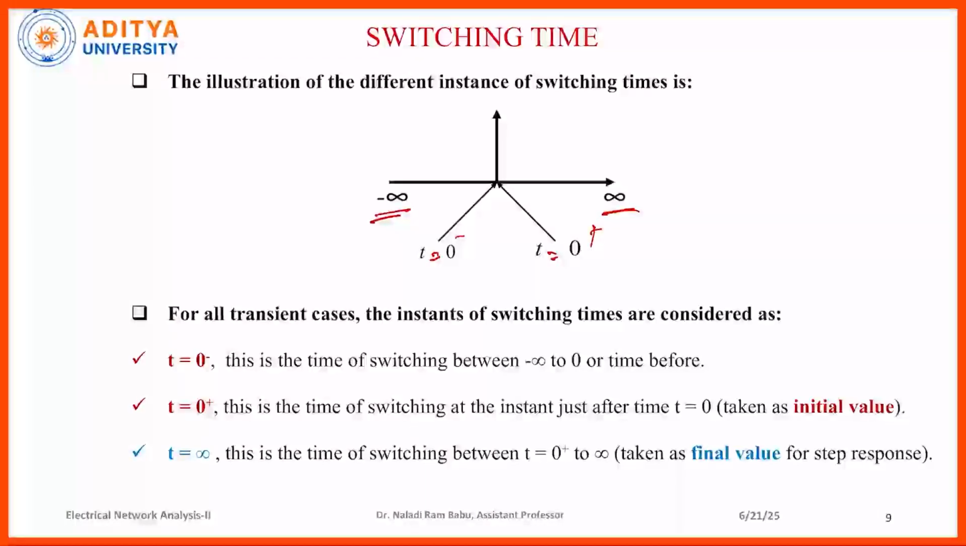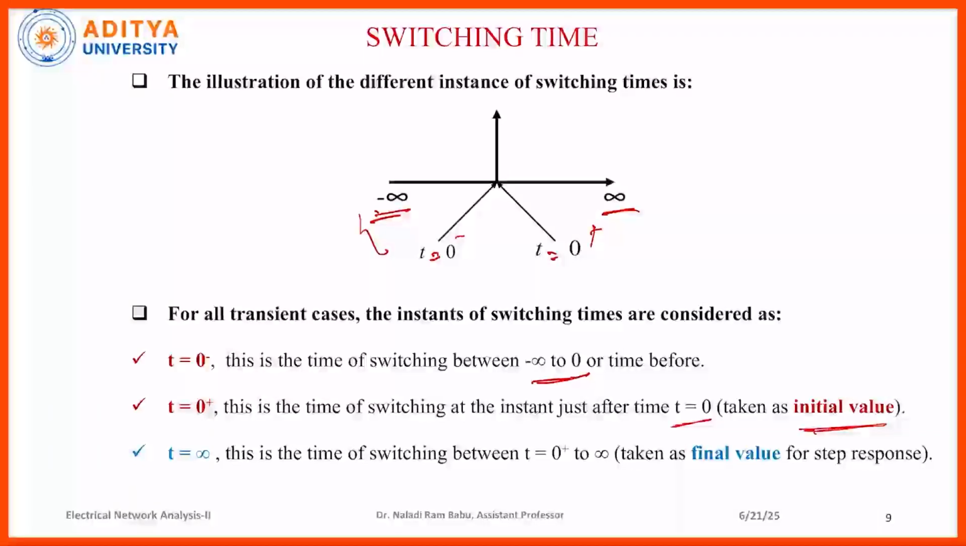For t equal to 0 minus, in the sense, the time ranges between minus infinity to 0. And t equal to 0 means just at an instant, the time t equal to 0. This is known as initial value.